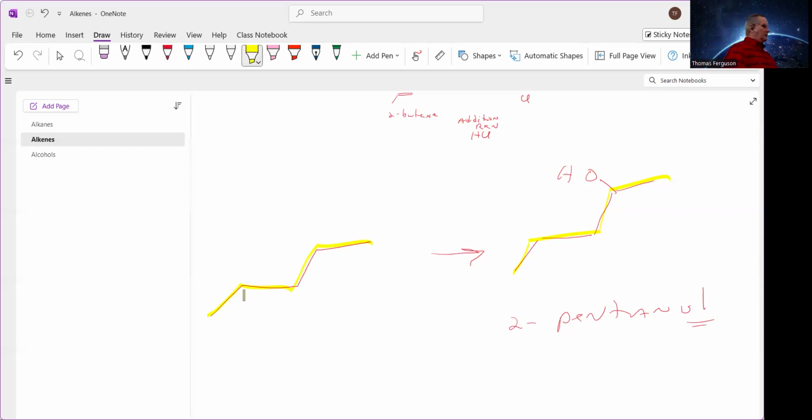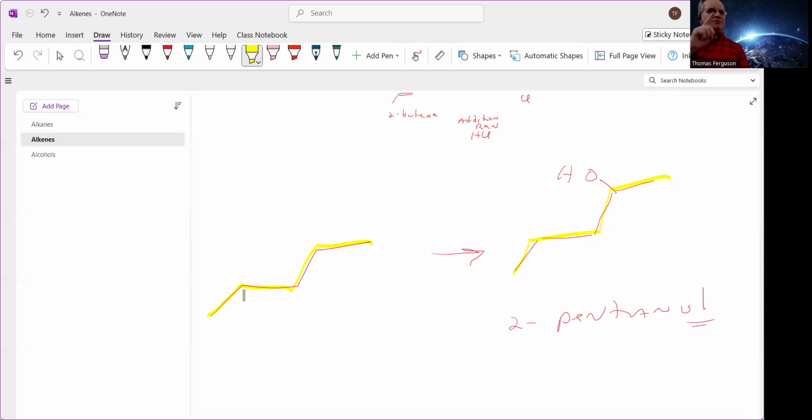And how do we make an alcohol? So far, I've only taught you one way to make an alcohol. By the way, there are 3 ways to make alcohol. This is one way we learned. So we're adding acidic water across a double bond. Perfect. Across the double bond, we add water.